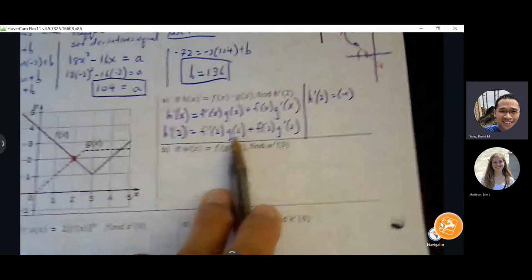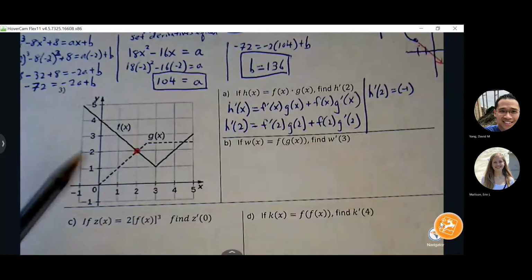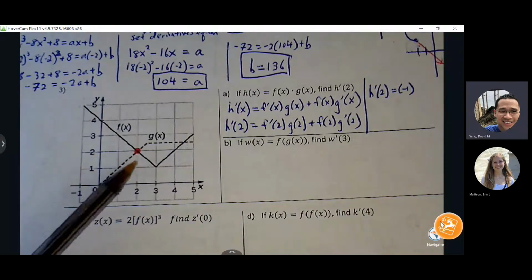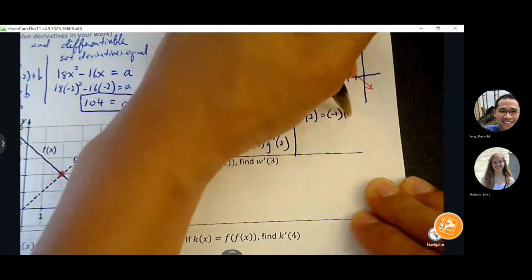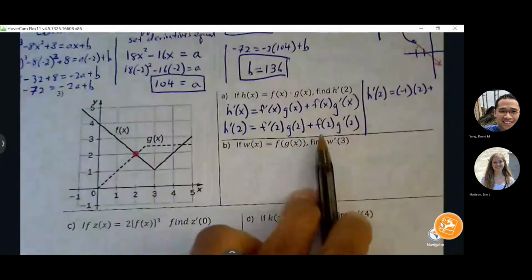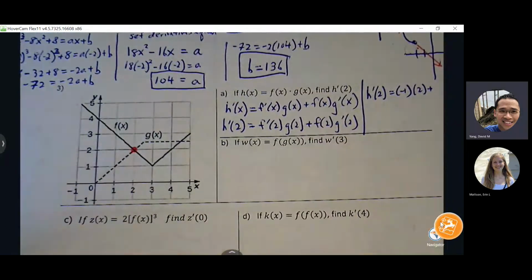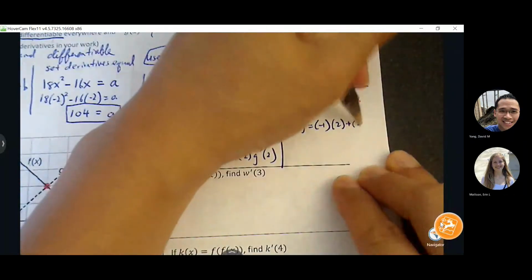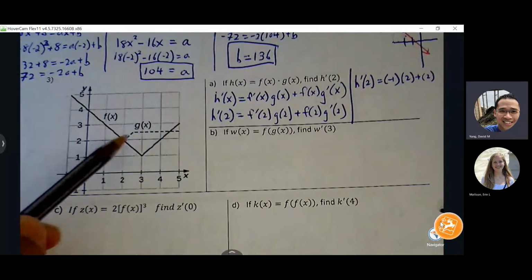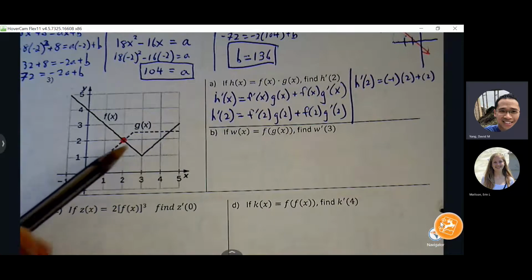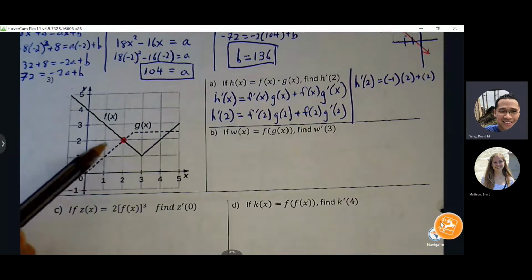All right, g of 2. What's the y value? 2, right? f of 2 is also 2. Yeah, they intersect. And now we want the slope of the g graph at 2. What's the slope of this line segment? 1, right? Up 1 over 1.